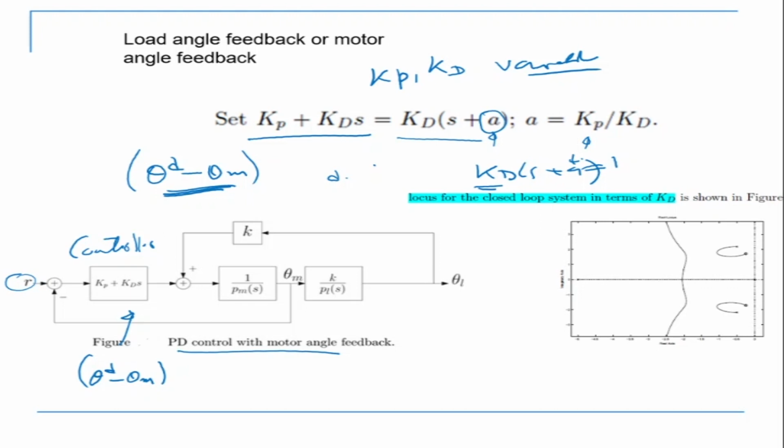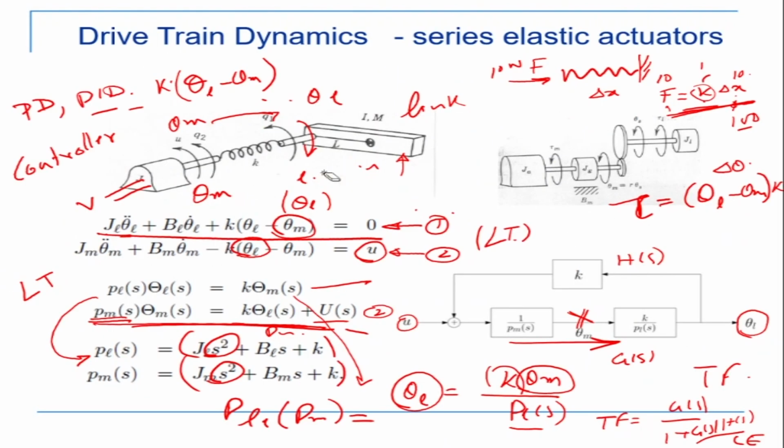Okay, that means here is my motor, this is my motor, and this is my link. So I can take the feedback from the motor side, which basically means, let's come back here again. So I'm taking my feedback from the motor side. This is my motor side. So when the motor is rotating, I'm taking feedback from here. That means I'm trying to control the motor rotation.